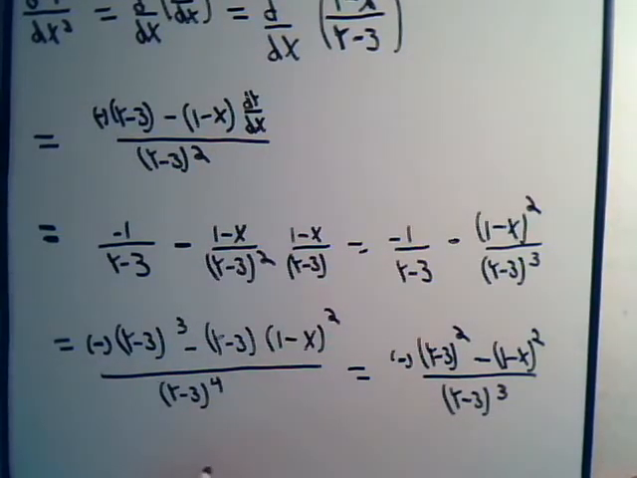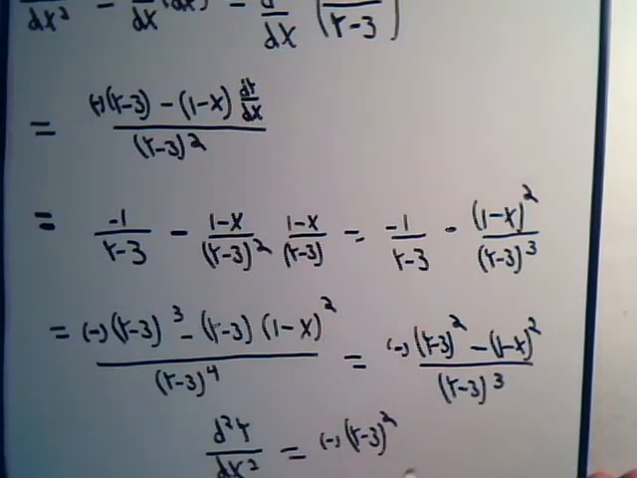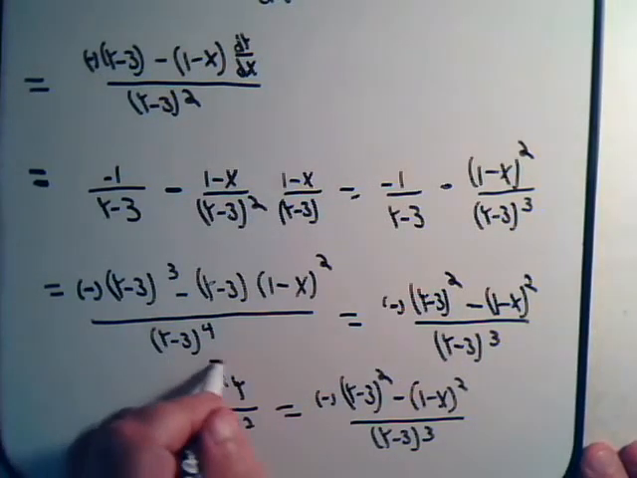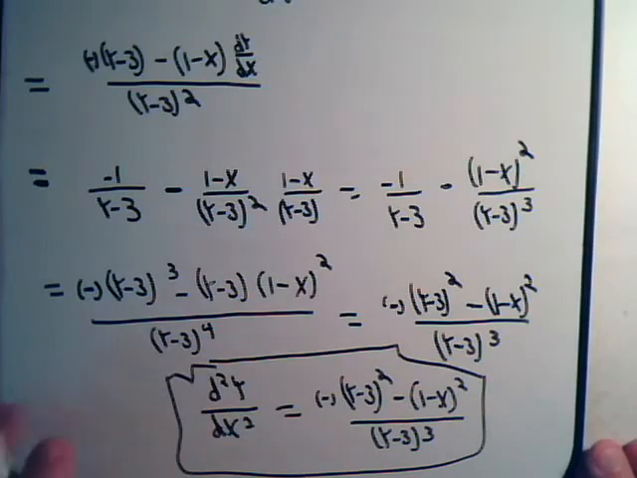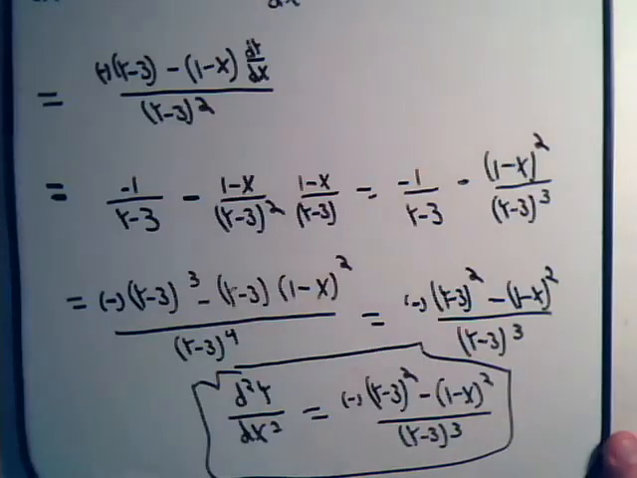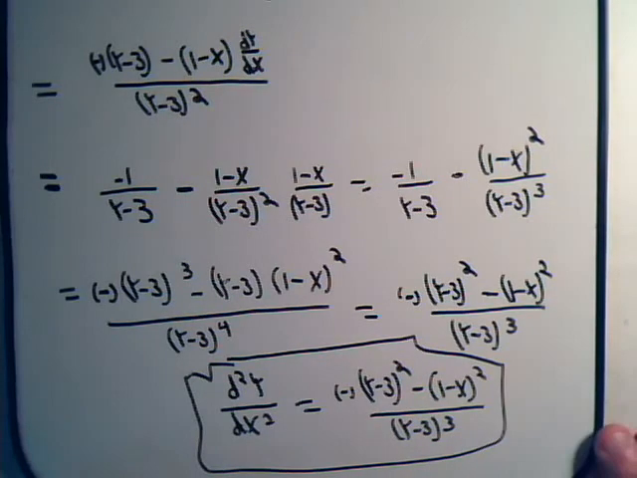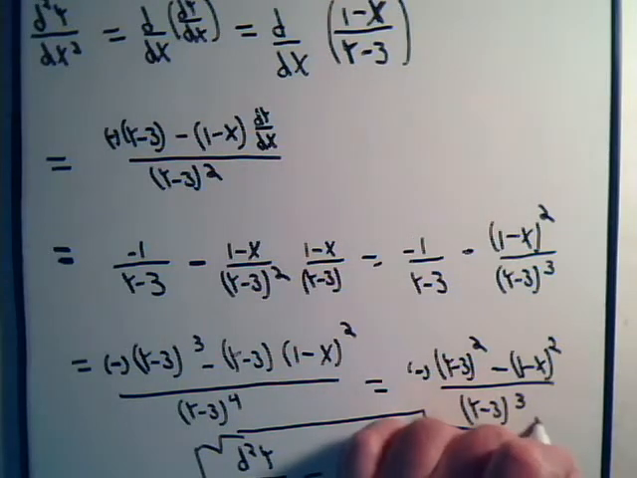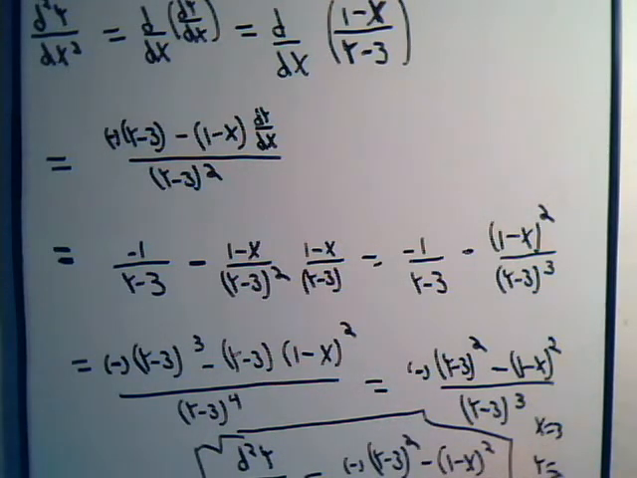And that then is our expression for d squared y dx squared. That equals minus y minus 3 quantity squared subtract 1 minus x quantity squared divided by y minus 3 quantity cubed. And that's the expression then for the second derivative. For this equation here, this is its second derivative. And we want to evaluate this when x equals 3 and y is equal to 2.